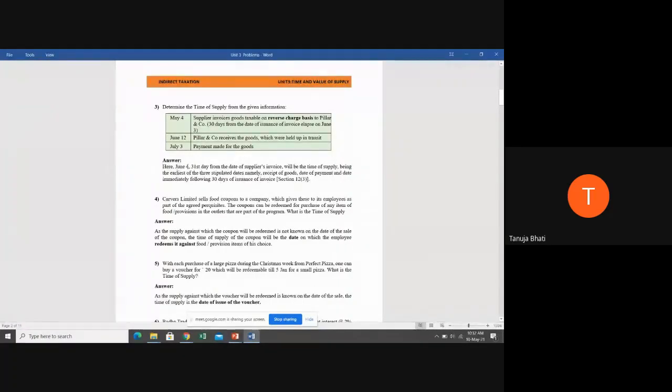So students, when you present your answer, you can present it by mentioning the section. First, describe the provision, that is, as per section 12 subsection 3, it is time of supply in respect of goods on reverse charge basis, and in this particular provision the time of supply will be the earlier of three dates, and you can mention the three dates, and then you can specify the answer. The presentation is totally up to you all.